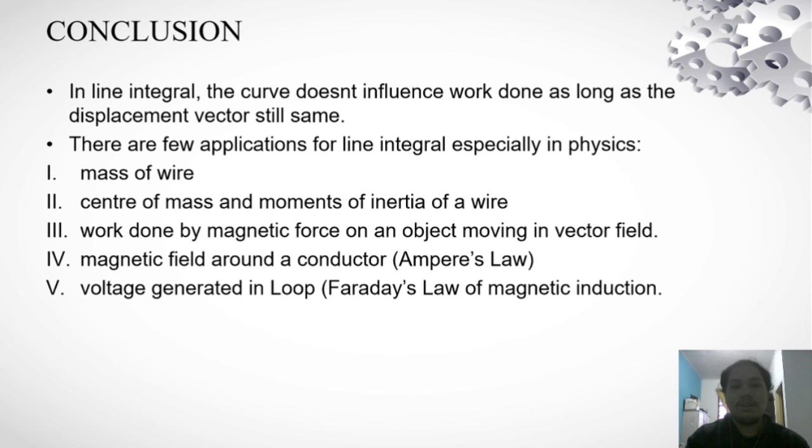Alright, and then this is the conclusion. In line integral, the curve doesn't influence the work done as long as the displacement vector is still the same. There are a few applications for line integral, especially in physics. First, mass of wire. Second, center of mass and moments of inertia of wire. Third, work done by a force on an object moving in a vector field. Fourth, magnetic field around a conductor, which is called Ampere's law. And fifth, voltage related in a loop, which is called Faraday's law of magnetic induction.